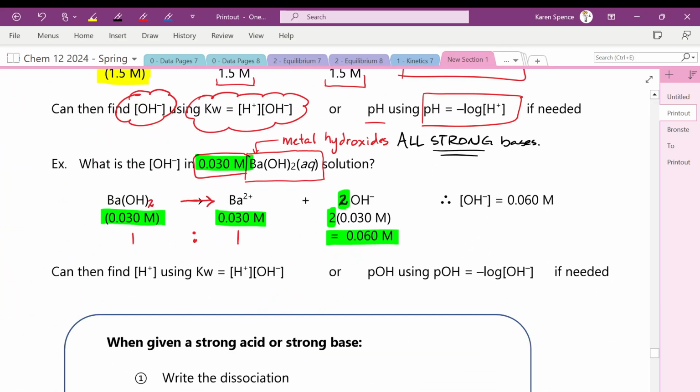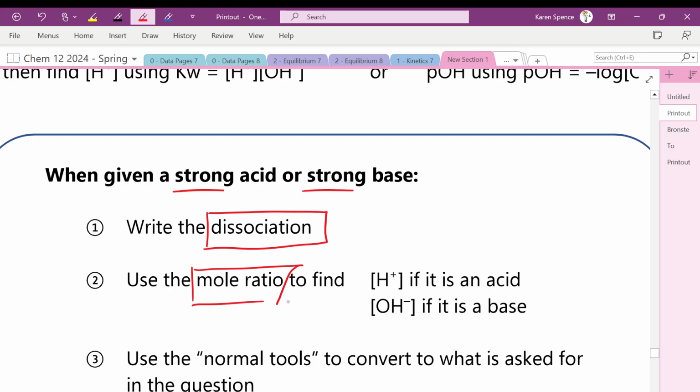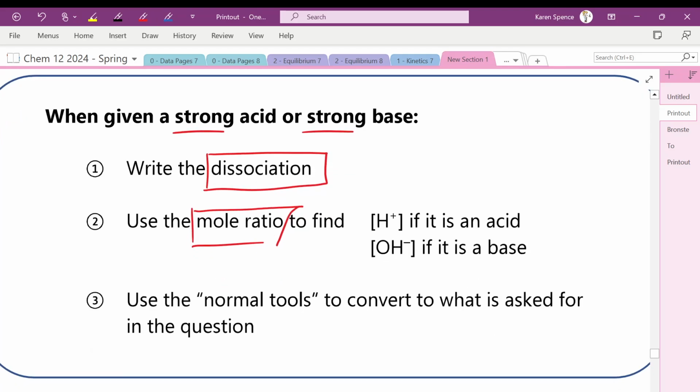So the moral of the story is when you have a strong acid or a strong base, you simply write the dissociation. You use the mole ratio to find concentration of H plus if it's an acid, concentration of OH minus if it's a base. And then we use the normal tools to convert into whatever is being asked for in the question. What the heck are these normal tools?